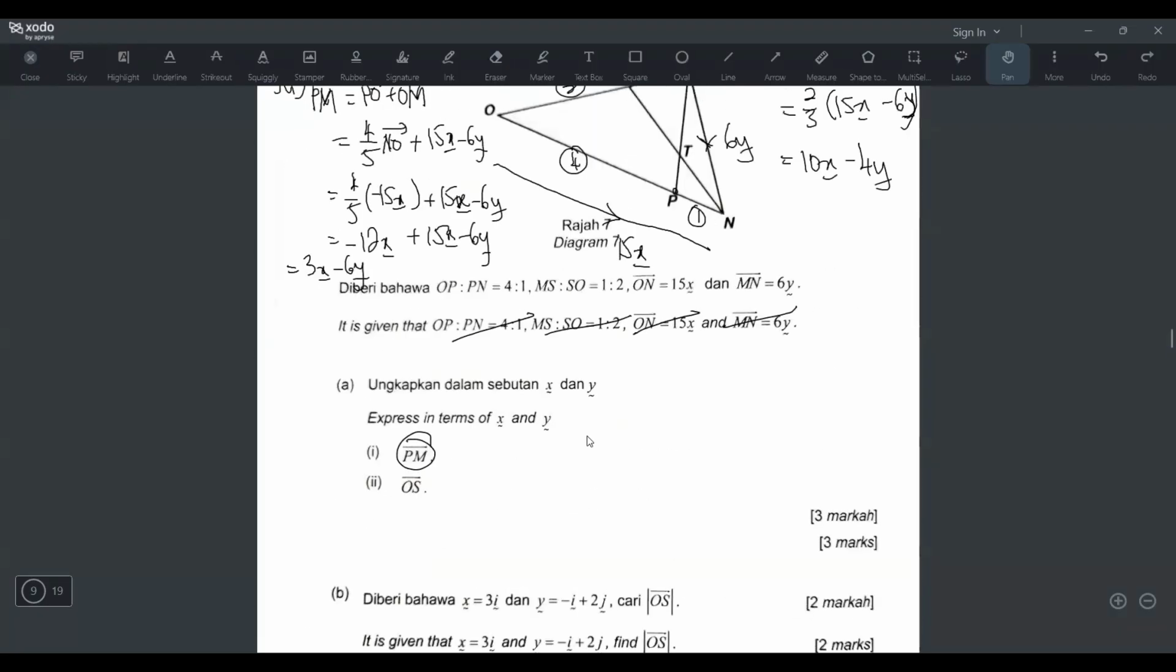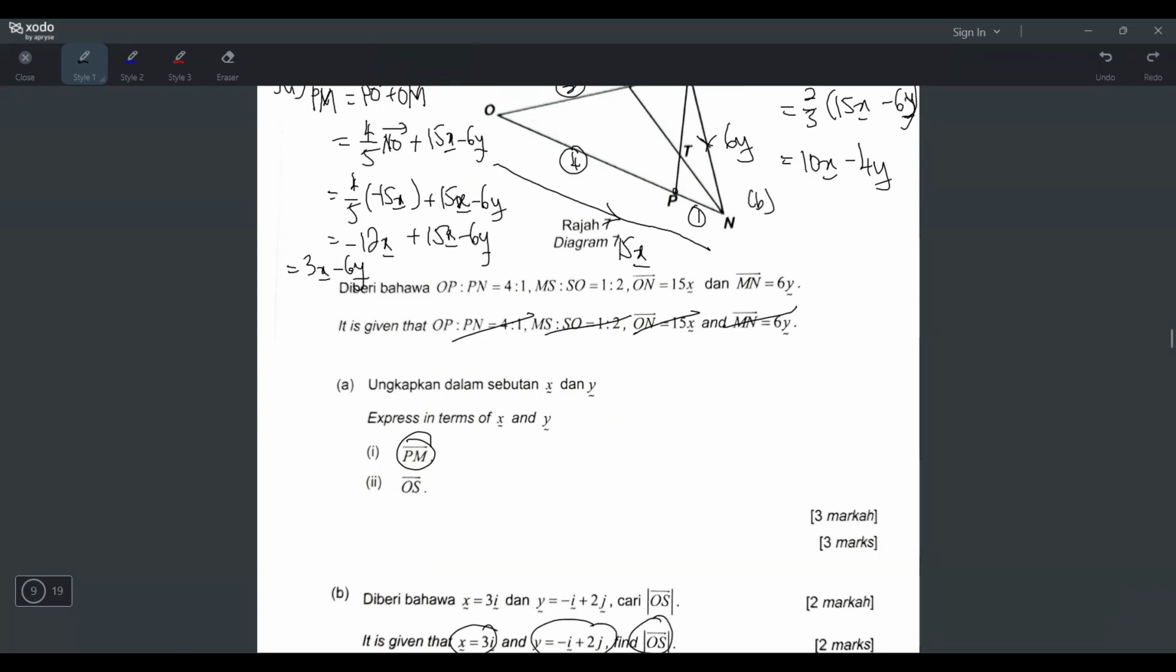Okay, what's next? Below. Alright, so I will do part B here. Let's read. It is given that x equals 3i, y equals this. Find the magnitude of OS. If you want to find magnitude, you will use the Pythagoras theorem formula: square root of bracket squared plus bracket squared. But the number inside here, you have to put in the number in front of i and j. Yes, you must put in the number in front of i and j.